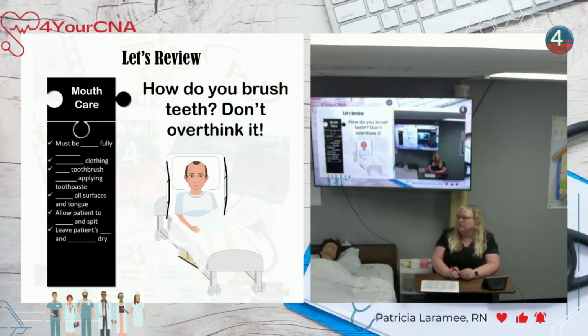Mouth care. Brush your teeth. It's not a hard skill. What position do they need to be in, though? Sitting up, fully upright. That's right. So we're not just going to put the head of the bed up. We're going to put the pillow behind their back to get them in that upright position. They're probably going to get toothpaste all over them. So what can we do to cover their clothing?